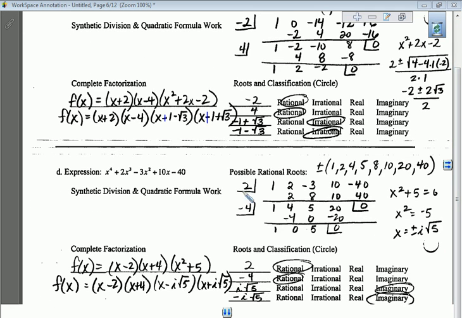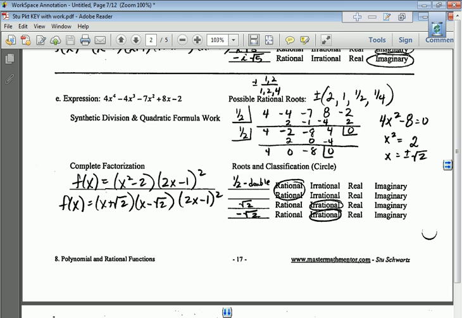All right, on D, we're going to do the same thing, but when we're down here to this line, we set it equal to 0 and solve. And this time we get our 2 rational and we get 2 imaginary. So here's the factored form, but here's the complete linear factorization. If you need to press pause to correct your homework, do so now. These notes will also be posted on my website.